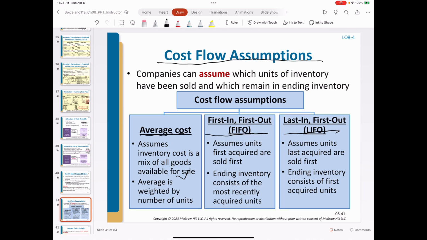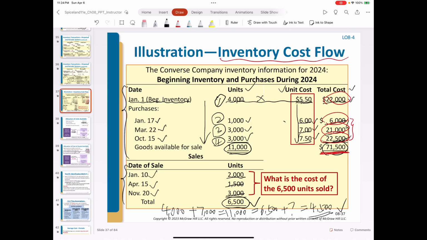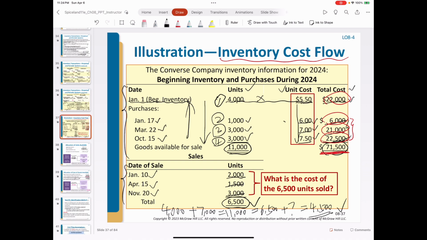Conversely, LIFO is just in a different direction. We assume the inventory is sold in this order. Last in, first out. The last purchase on October 15 will be considered first sold. Then March 22, January 17th. If more is sold, then January 1st, the beginning balance of inventory. And the company can now sell more than 11,000. That's the maximum number of units to be sold.